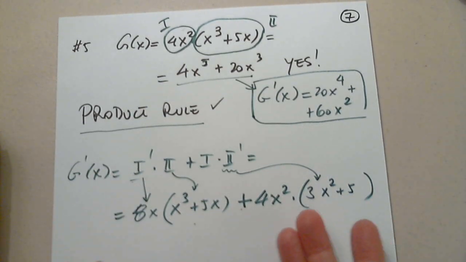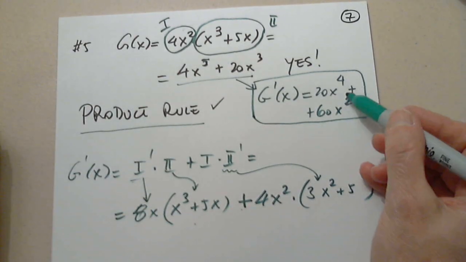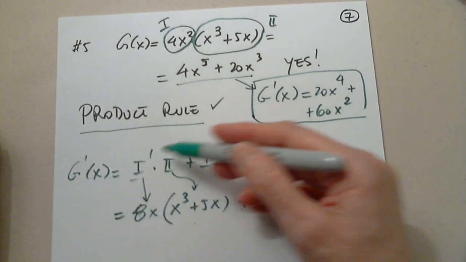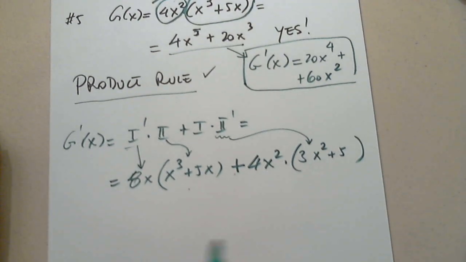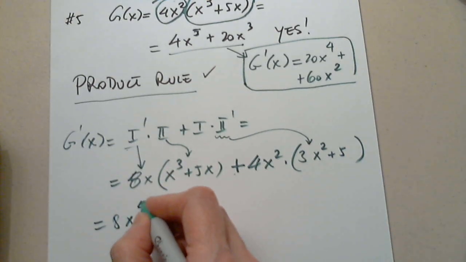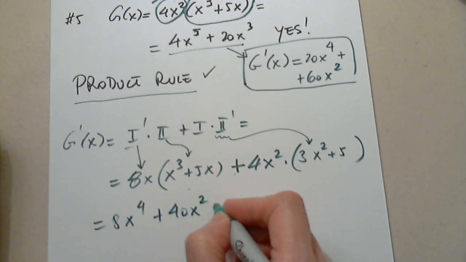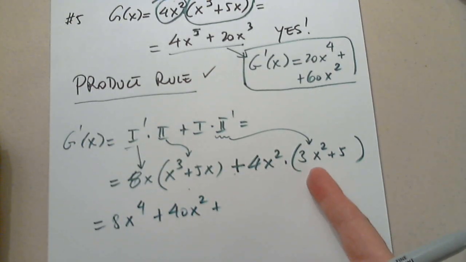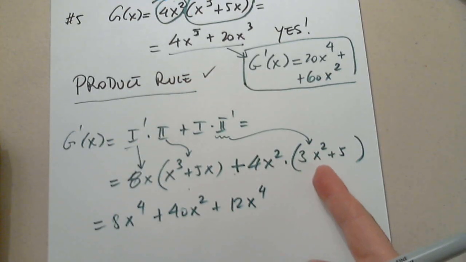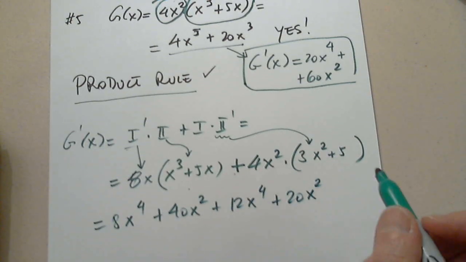So now, when we combine like terms, we have to get this. There is no question about it. They have to be the same. It's the same function. Good, so let's try. So 8x times x to the third is 8x to the fourth. 8x times 5x is 40x squared. 4x squared times 3x squared is 12x to the fourth. And 4x squared times 5 is positive 20x squared.